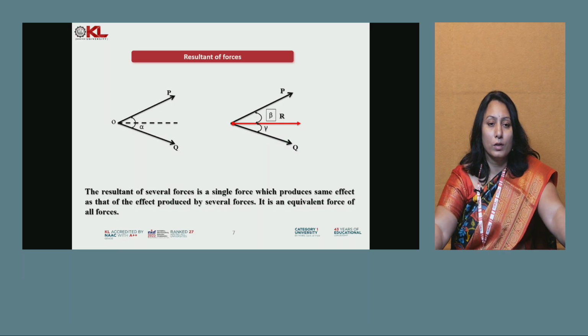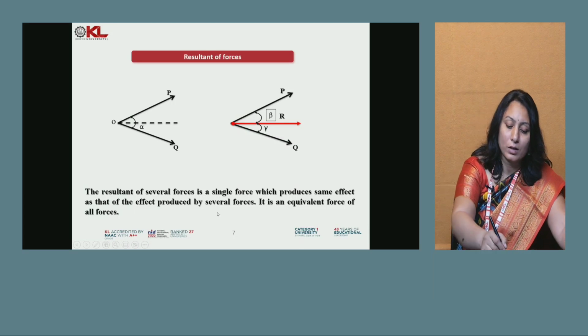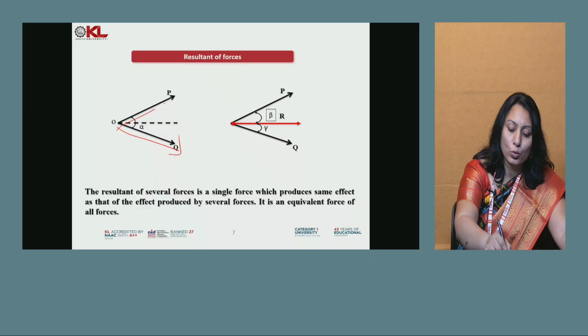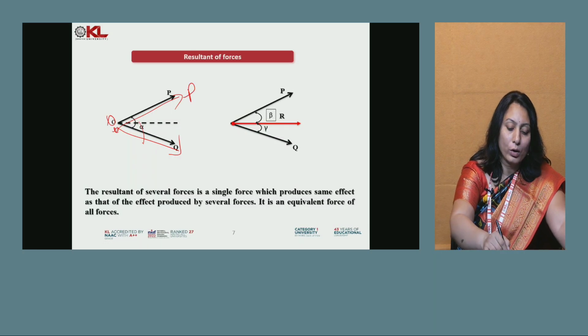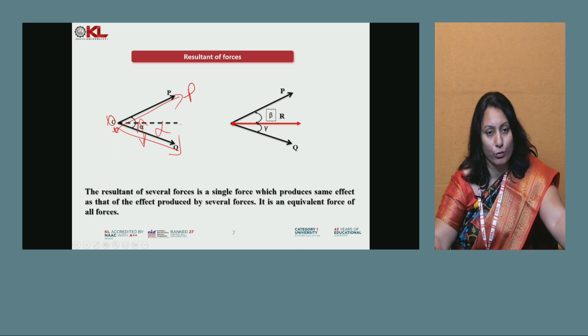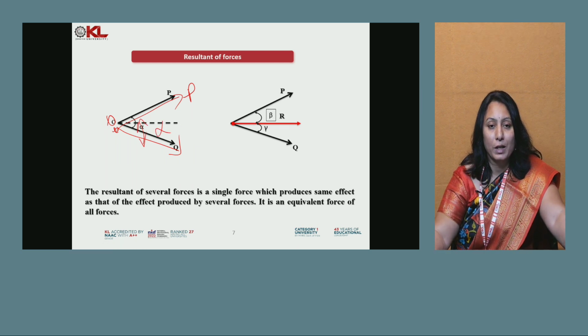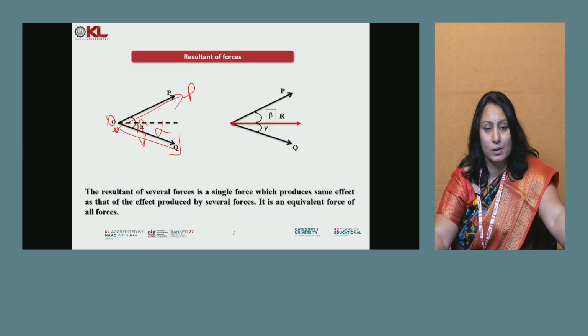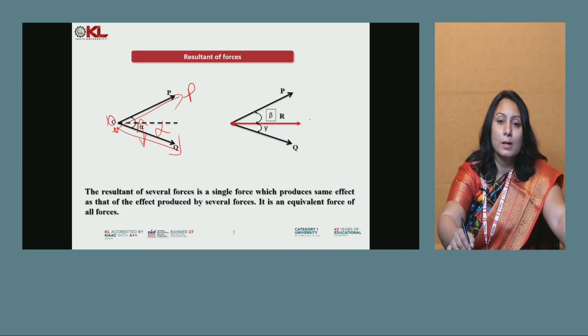So what is the resultant? Let us see the definition. The resultant of several forces is a single force which produces the same effect as that produced by several forces. It is an equivalent force of all the forces. Suppose here P and Q are the two forces which are acting from a point O and also separated by an angle alpha. Now in order to combine these two forces, we have to use some methods.